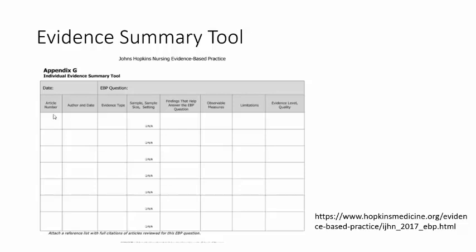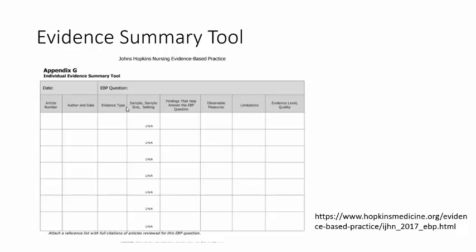Here's the URL for the website. So here you have your date, you have your PICO up top, you have your article number. You don't have to put a number if you don't want to. You have 4 to 6, but author and the date, the evidence type. So that really means, is this quantitative, qualitative, mixed methods, or a review? So that's kind of what it's asking for here.